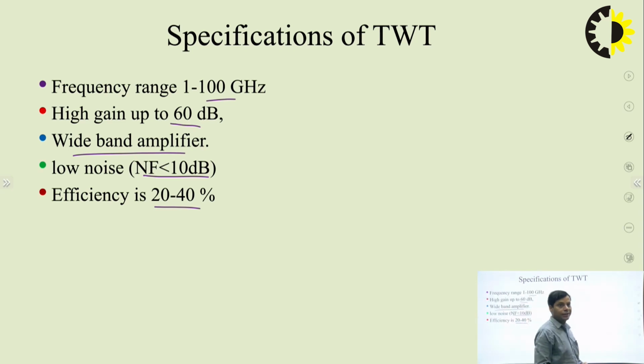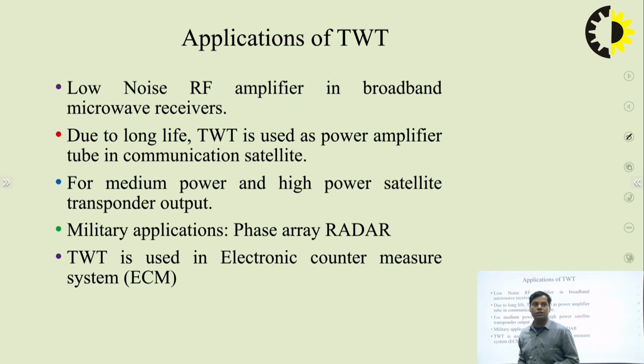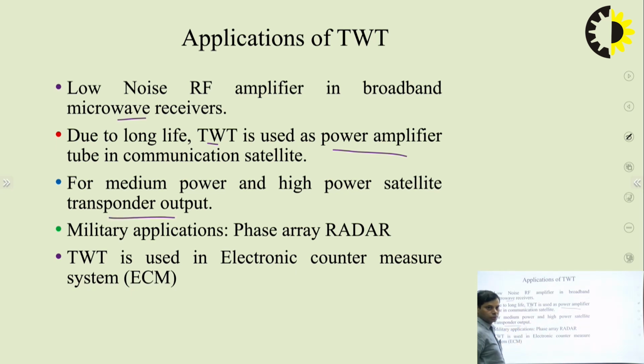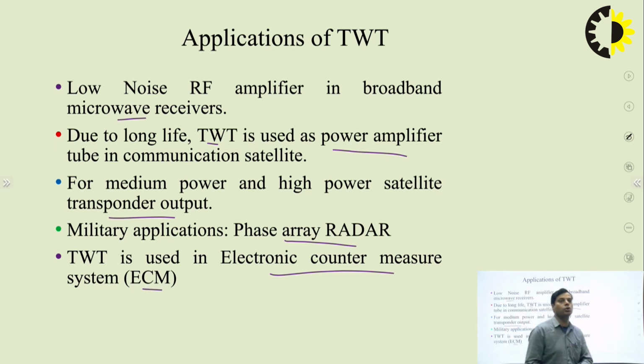These are the specifications of the TWT, and now the applications. It is used as a low noise RF amplifier for broadband microwave receivers. Due to its long life, TWT is also used as a power amplifier, for medium and high power satellite transponder outputs, and for military applications such as phased array radar. TWT is also used in electronic countermeasure systems like ECM. These are a few applications of the TWT amplifier.